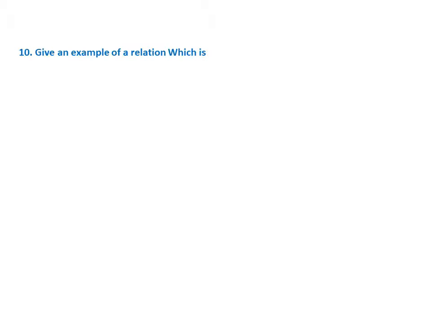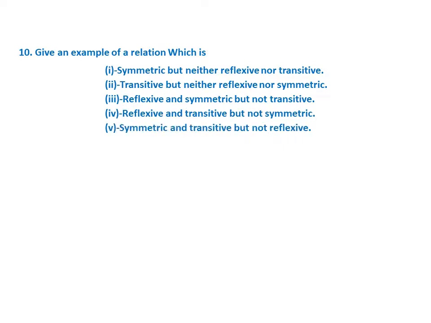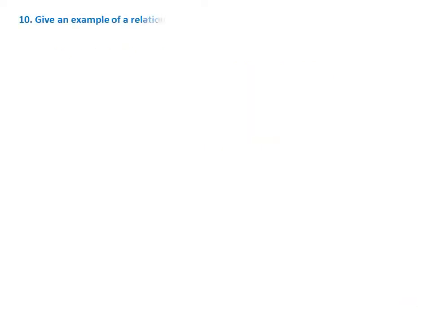The 10th one: give an example of a relation. There are different possibilities in the question. Totally 5 sections are given. You have to produce one example which is symmetric but neither reflexive nor transitive, and so on. That means one condition should be satisfied, the other two not. So there are different possibilities, so let us work them out one by one. First one, symmetric but neither reflexive nor transitive.